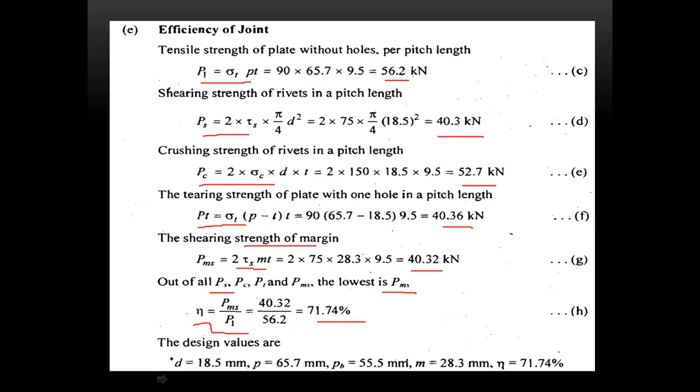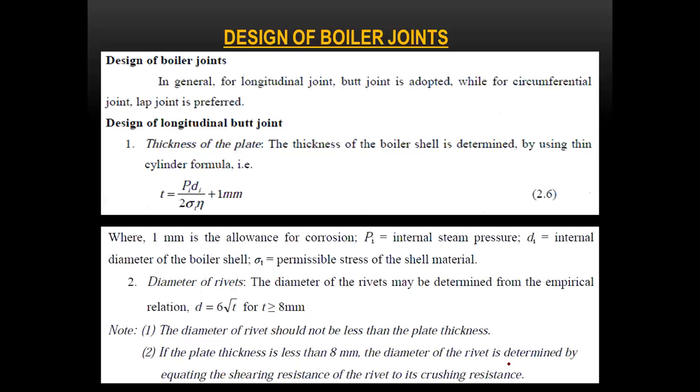Finally, what did we do with the design values? We found D, we found the pitch, we found the back pitch, we found M, and we found the efficiency. So these are the simple things. Whenever you get a question in the third unit, design of weld or design of riveted joint, you have to do it in this process. First, we found the design diameter, second the pitch, third the back pitch, fourth the margin M, and fifth is the efficiency.